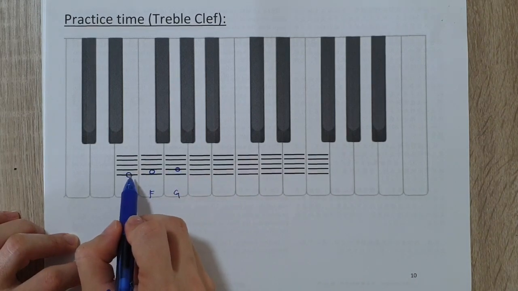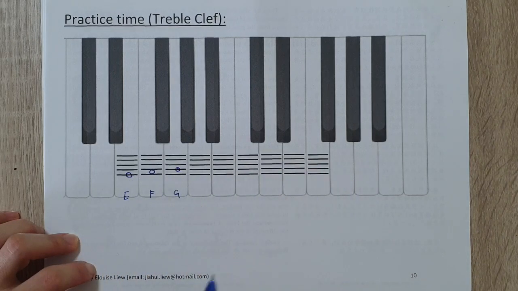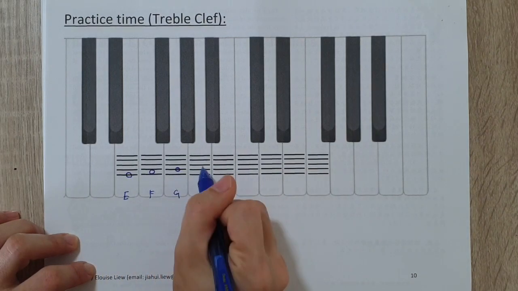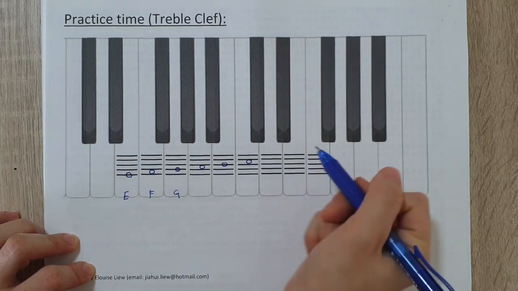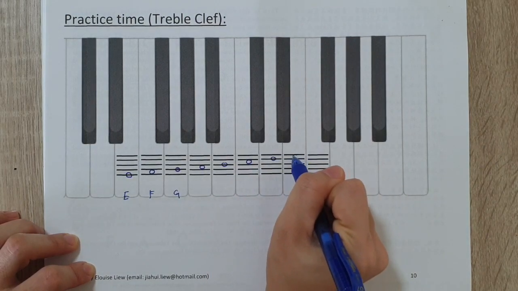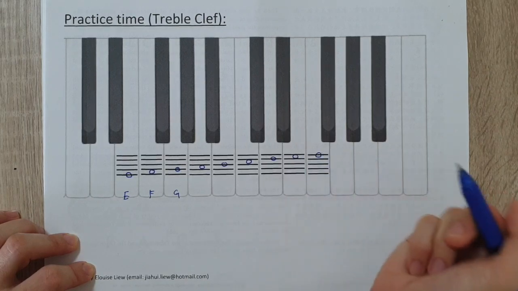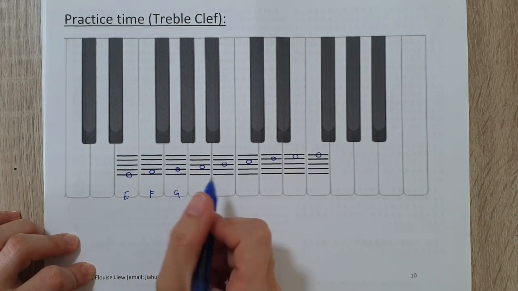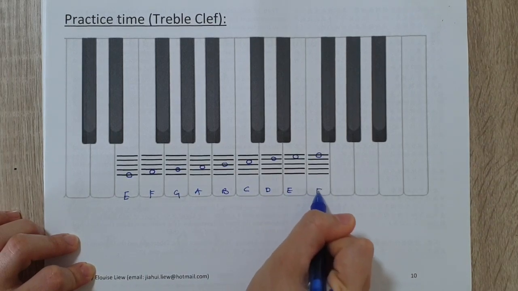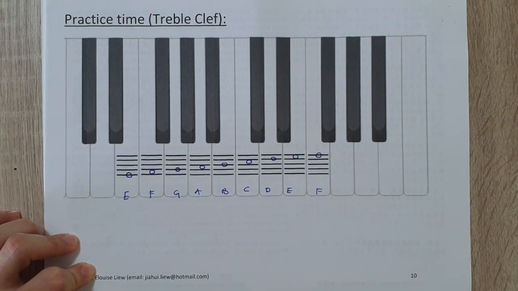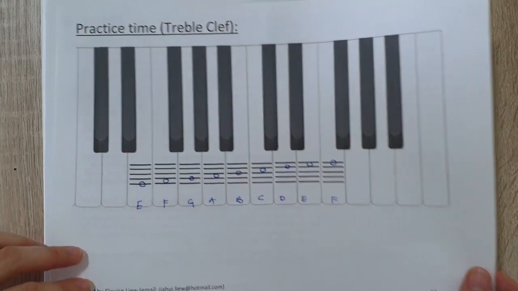Alright, let's complete drawing the note on the staff line first. So G, A, B, C, D, E, F. Okay, so E, F, G, A, B, C, D, E, F. Remember there's no H, okay? Right.